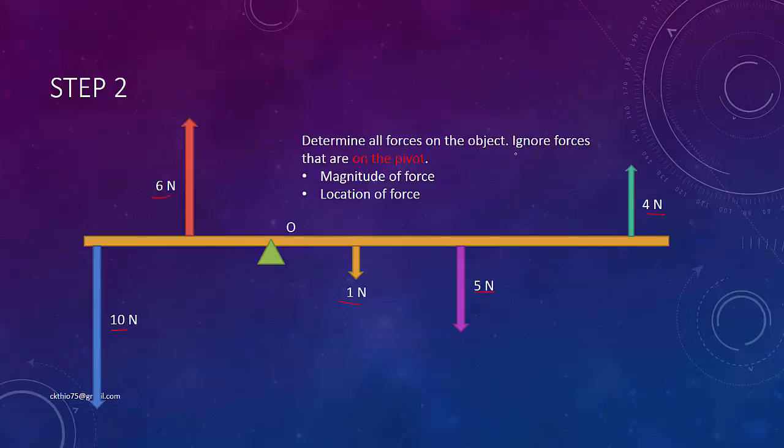What do you mean by ignore the forces that are on the pivot? You find that actually there is a force on the pivot that's supporting upwards, because in order for this object to stay in balance, the total upward force and the total downward force must be equal. In this case, the total downward force is 16, 10, 1, 5. So there's also an additional 6 Newton, but if the force is on the pivot itself, you actually ignore it.